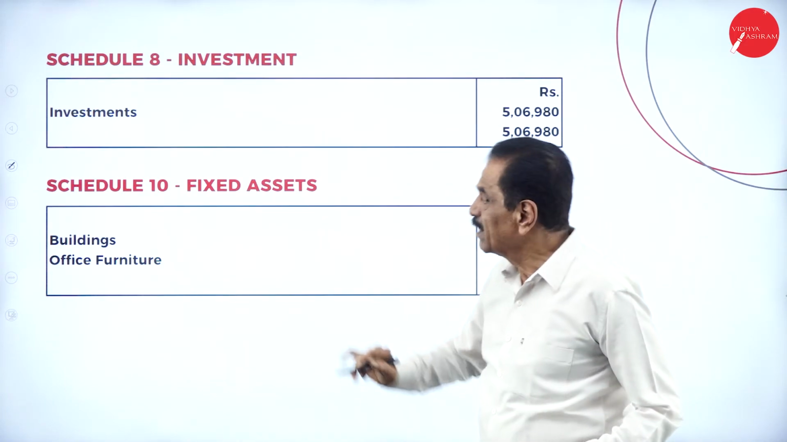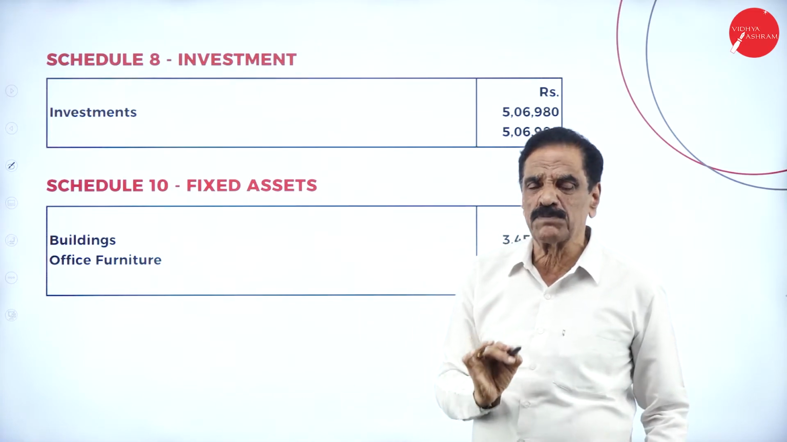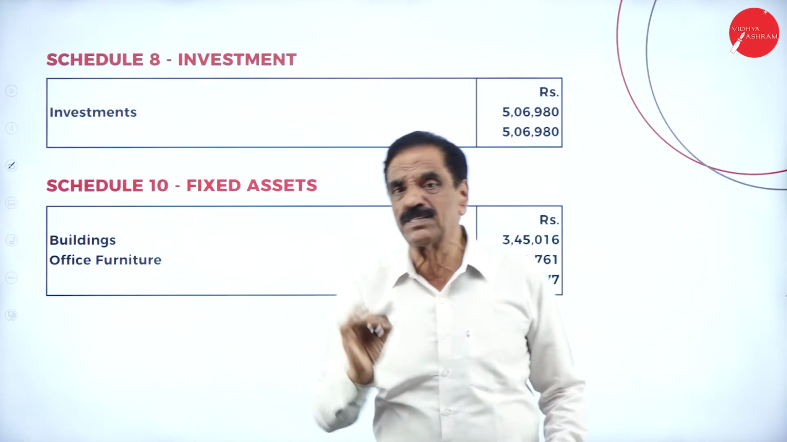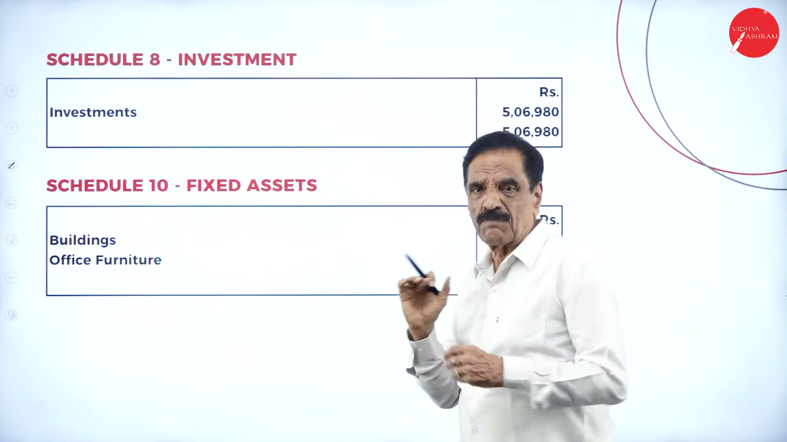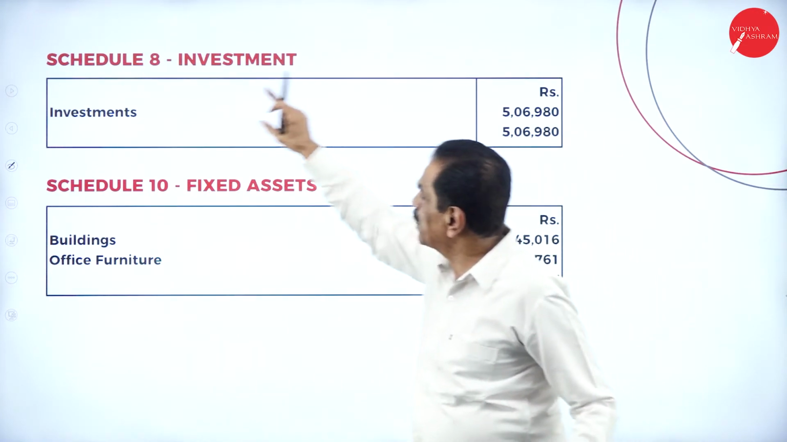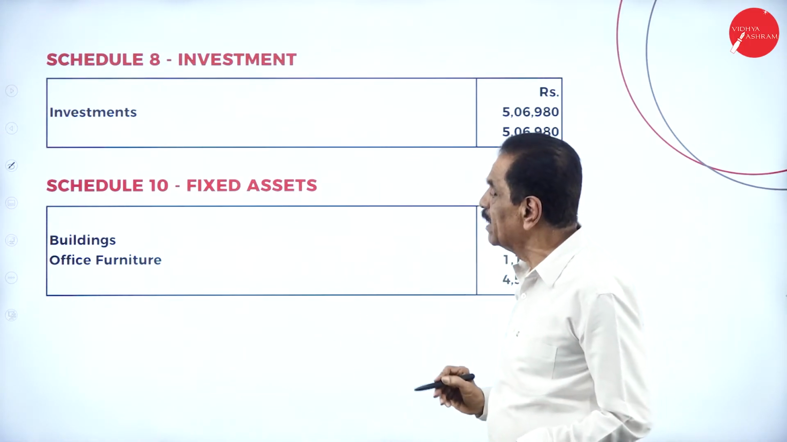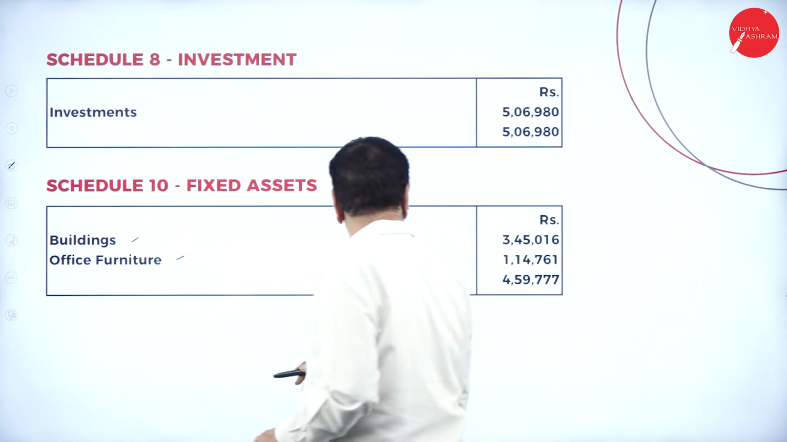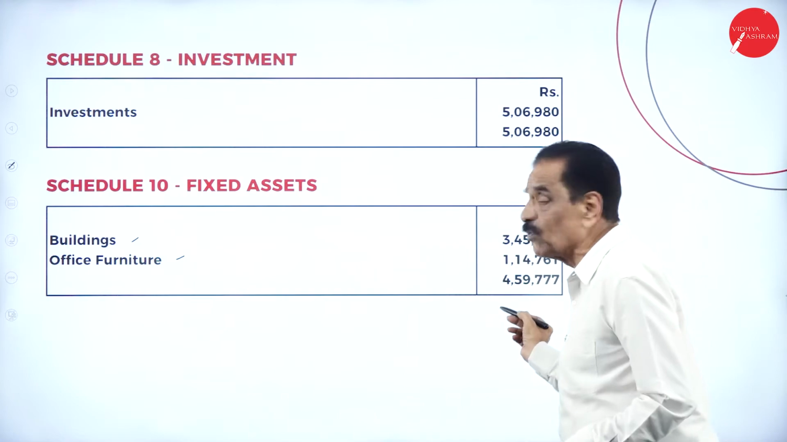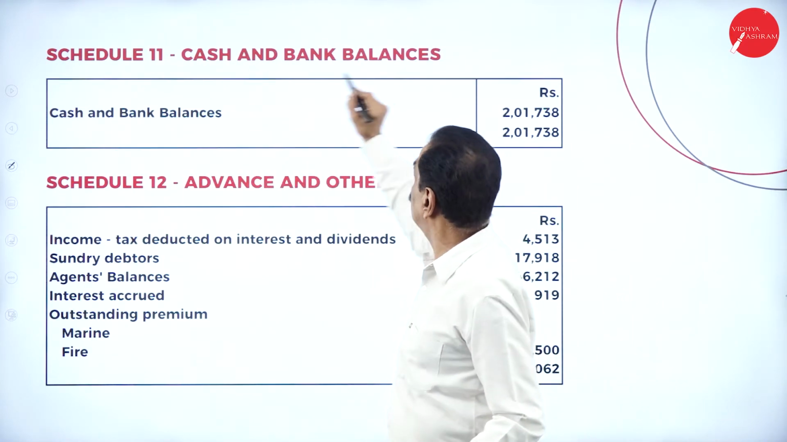Schedule number 9 is loans. Schedule number 5, share capital. Schedule number 6, reserve and surplus. Schedule number 7, borrowings. Schedule number 8, investment. Schedule number 9, loans. There are no loans. Schedule number 10, fixed asset. One is the building, one is the furniture. If we make the total, it is 4,59,777. Schedule number 11, cash and bank balance.